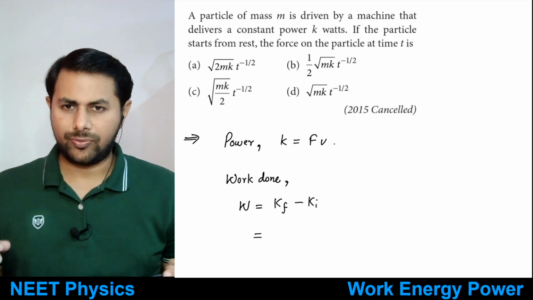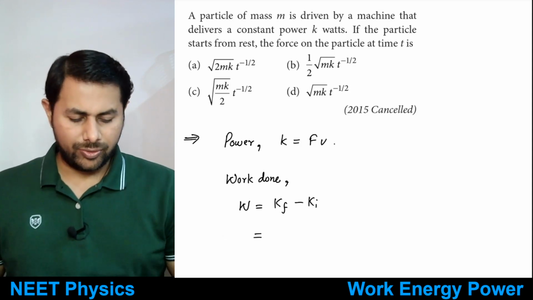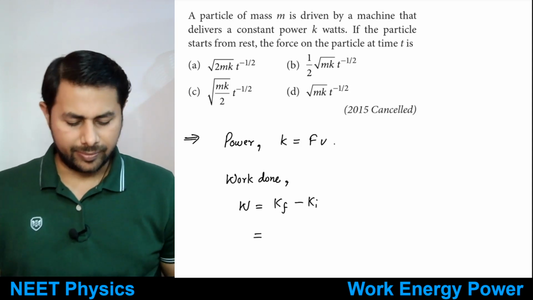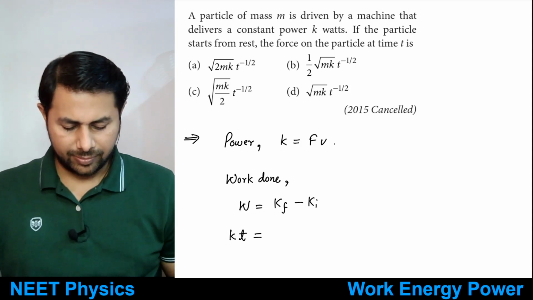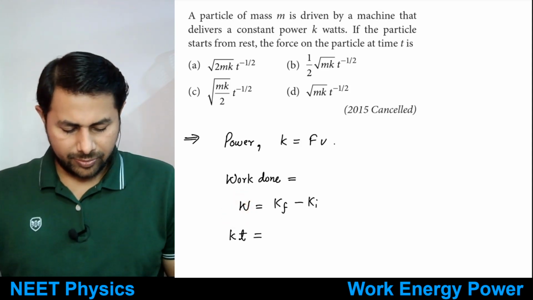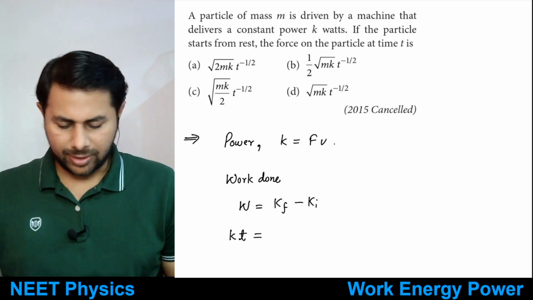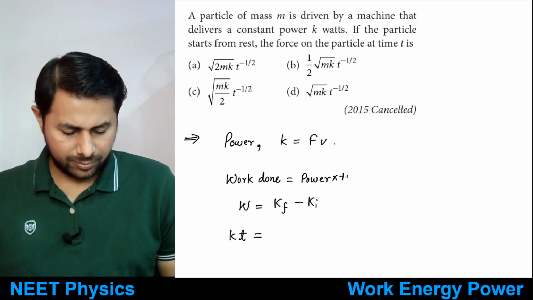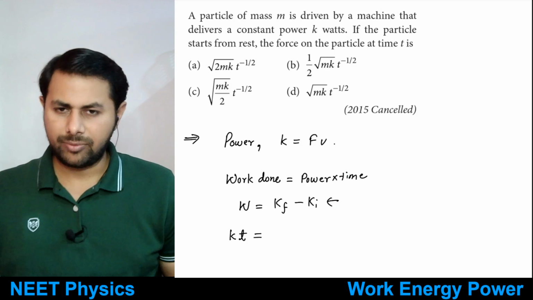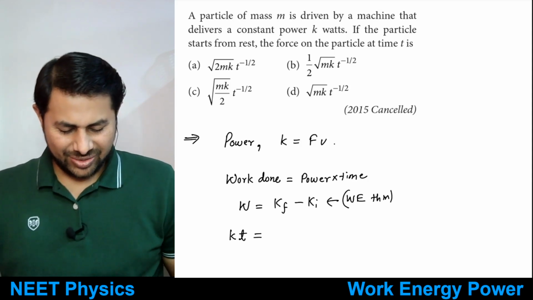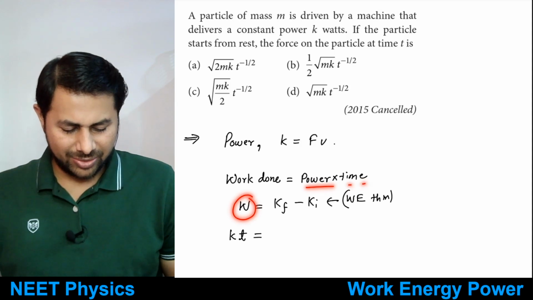What is work done? You know power is equal to work done divided by time. So work done is equal to power into time, so that is equal to k times t. Okay, work done is power multiplied by time, and this I have written using the work energy theorem.